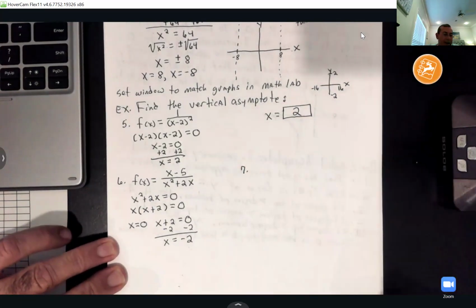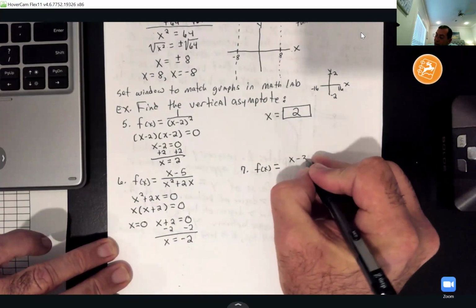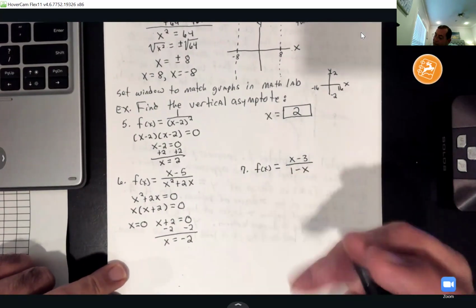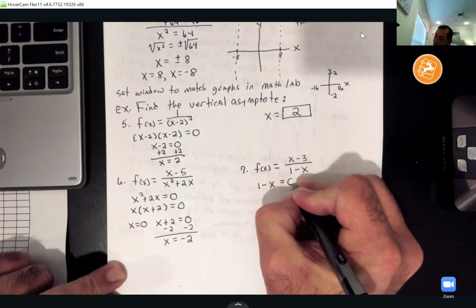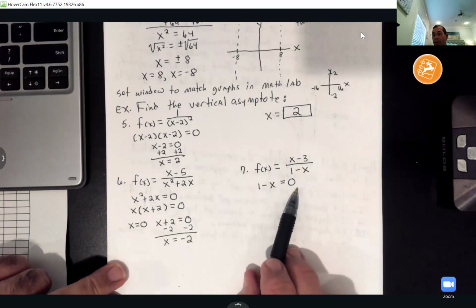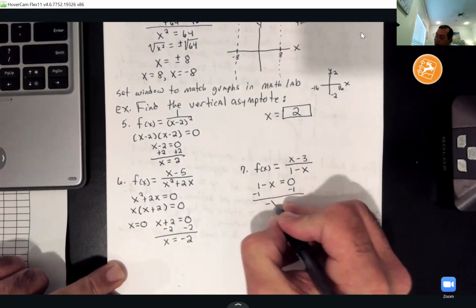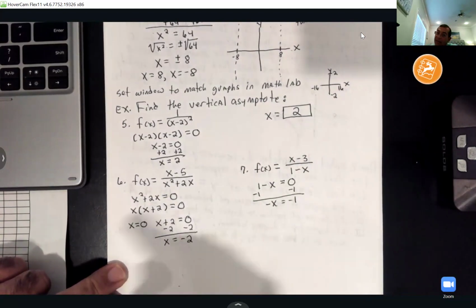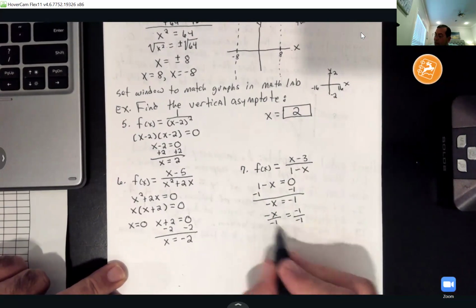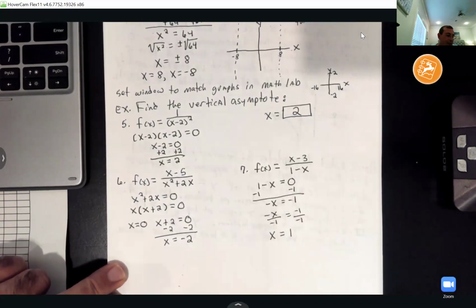All right. Let me do 7 right here. 7, f of x equals x minus 3 over 1 minus x. Well, here we go. There's only one x down here, so I'm going to set 1 minus x equal to 0. And y'all, let's just solve that. So 2 ways you can solve it. You can subtract 1 and bring it over, and you'll get that negative x equals negative 1. And then divide by that negative. So remember, that's like a negative 1 there. And that's going to make everything positive. Negative divided by negative makes that an x, and negative divided by negative makes that a positive 1.